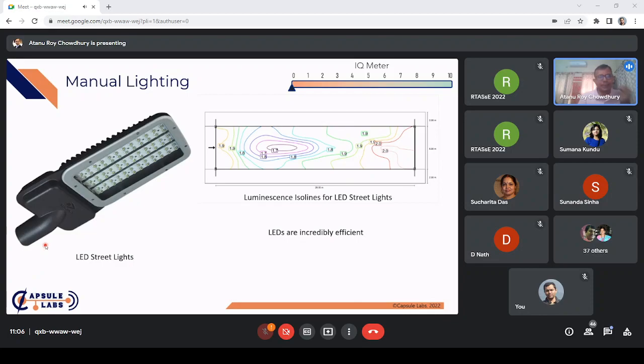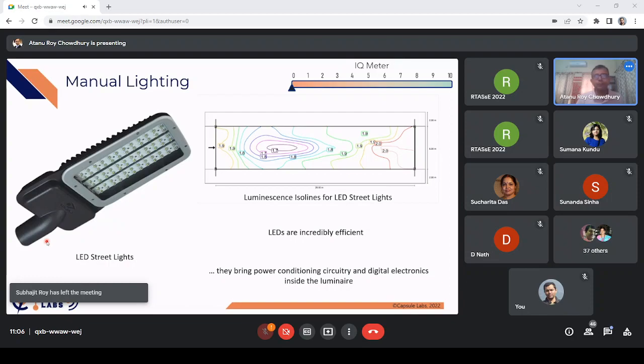I have made this an electronic device. Instead of running on 220 volts, I now have power conversion circuitry inside the luminaire. I am bringing in power conditioning circuitry, converting it to DC voltage, and I am bringing in digital electronics inside the luminaire. But how does it switch on? Well, somebody walks around in the evening and switches it on. If a human is going around and switching on all the lights in a particular area, clearly there is no IQ to my smart light.